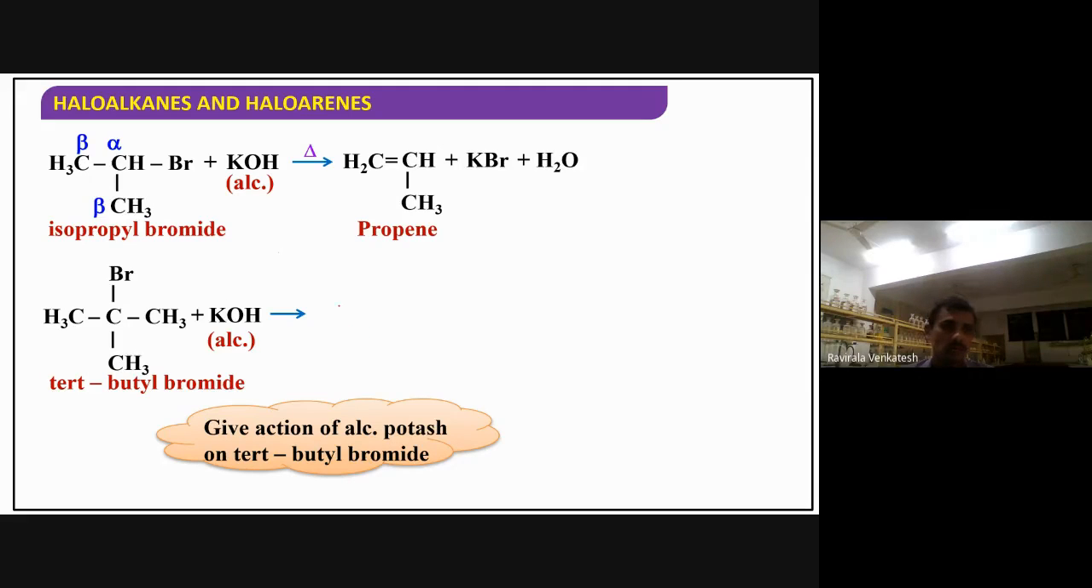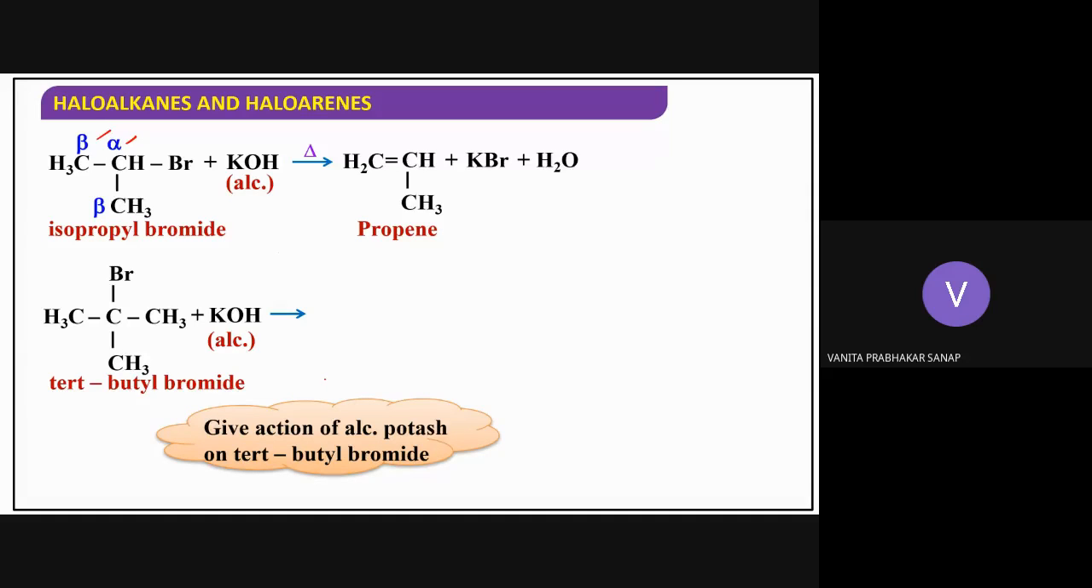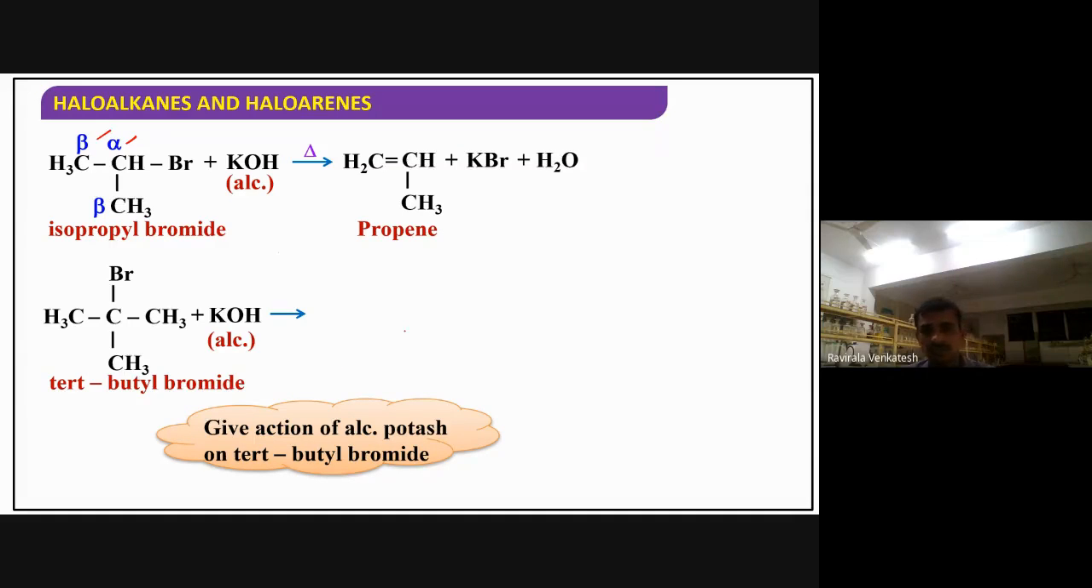How to do? Already I told you. See here, alpha beta elimination. 2-methyl propene. Who is saying that answer? Sir, Vanita. So you have to write on the notebook. Otherwise, what happened? You will get the wrong answers. When you write, it will be easy for you.